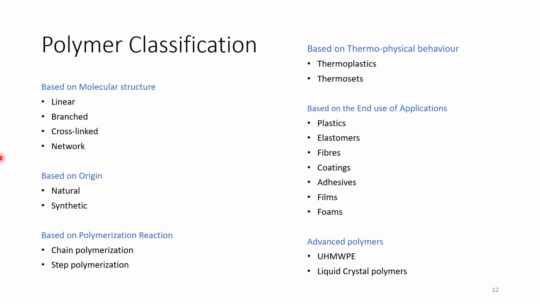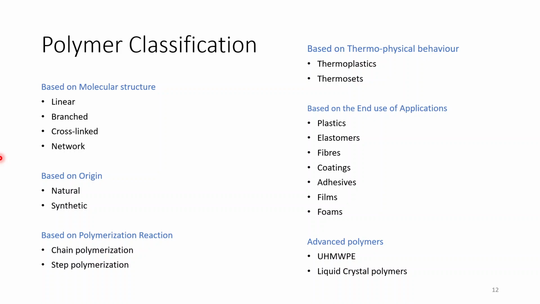Now we'll go through some lecture notes. First is the classification of polymers. There are various bases for classification. First is based on molecular structure. Based on this, they are classified into linear, branched, cross-linked and network type polymers. Based on origin, as I told earlier, natural and synthetic. Based on polymerization reaction, they can be chain and step polymerization, or addition or condensation polymerization.